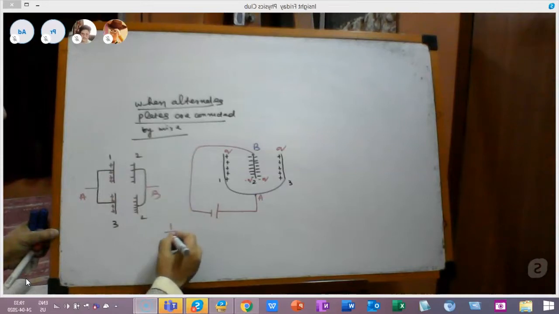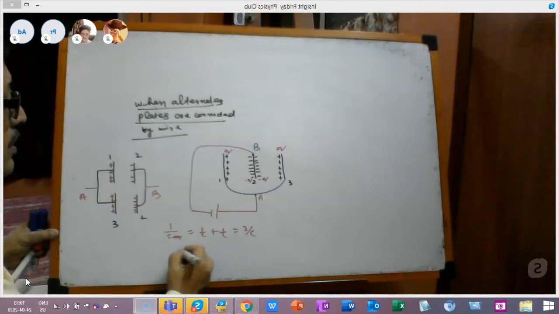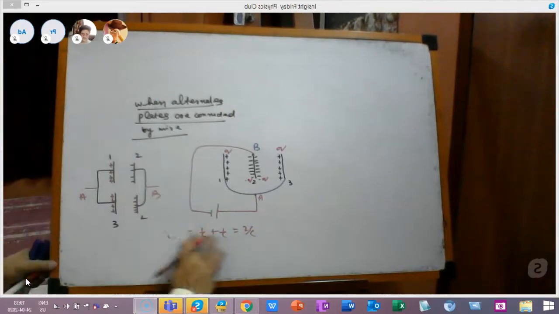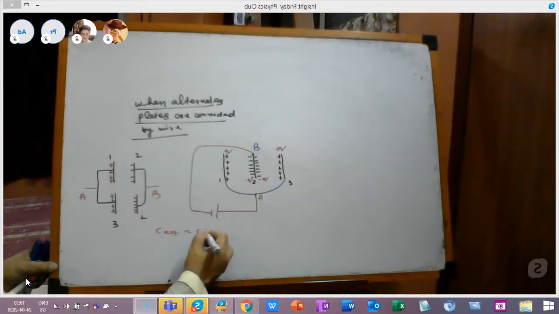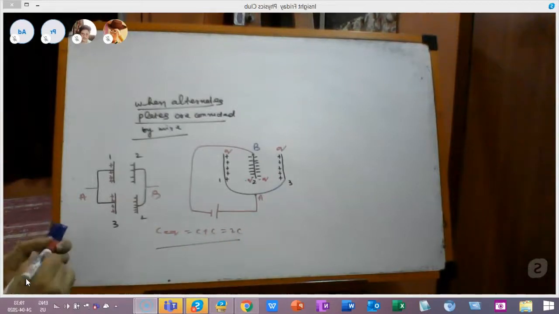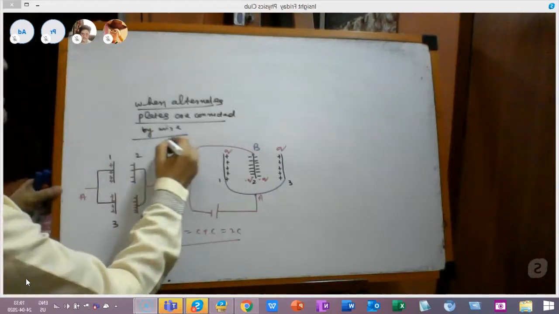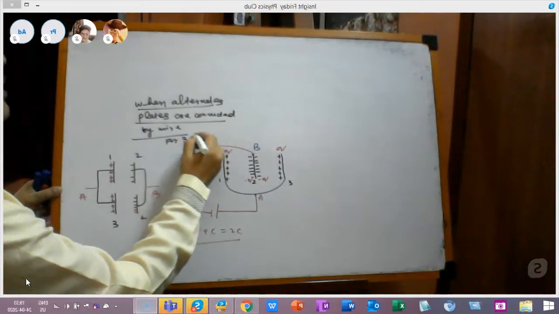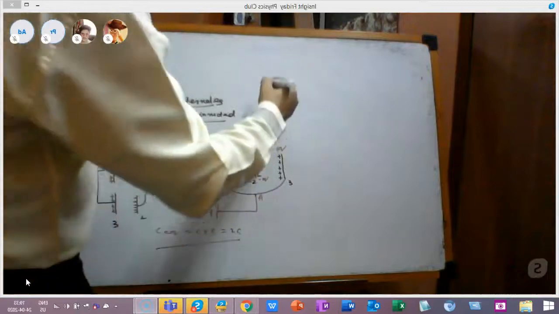So 1 by C equivalent is going to be 1 by C, 1 by C, 2 by C. Sorry, I am wrong here. Because they are in parallel combination, C equivalent is going to be C plus C, that is equal to 2C. Okay, so the experiment will not stop. We will continue with 4 plates. The alternate plates are joined by wires. This is the case for 3 plates. For 4 plates, what will happen?